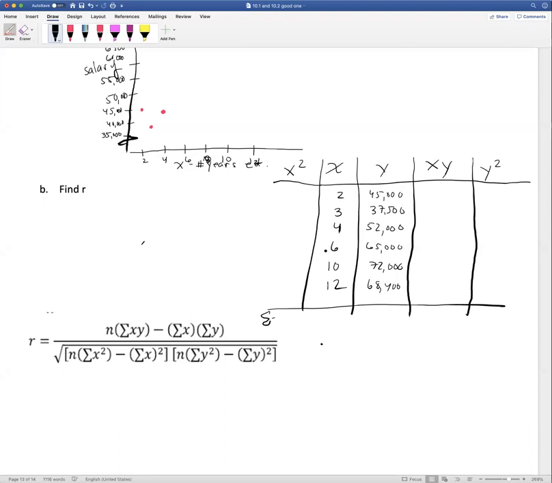Okay, so the sum of these values are going to go over here. Let's do the sum of the x's first. 2, 3, 4, 6, 10, 12, and then we get 37. Let's do the sum of the y's next. 45,000, 37,500, 52,000, 65,000, 72,000, 68,400, 339,900.